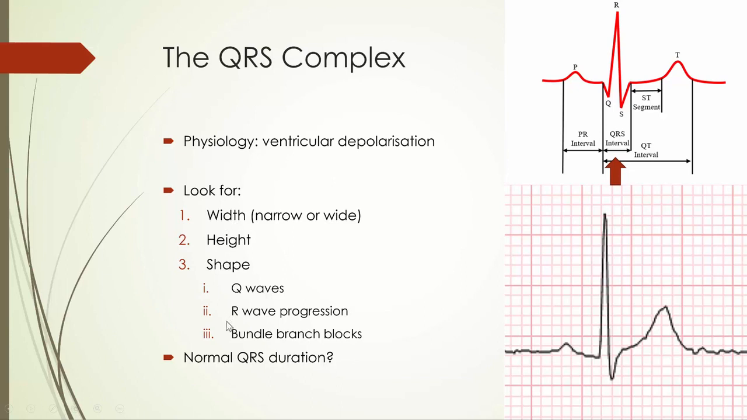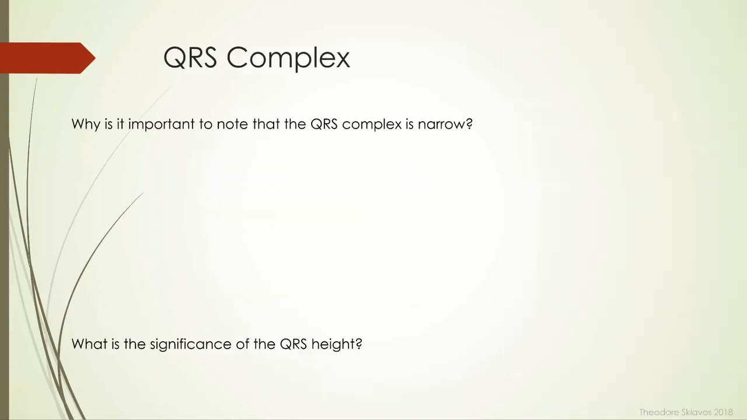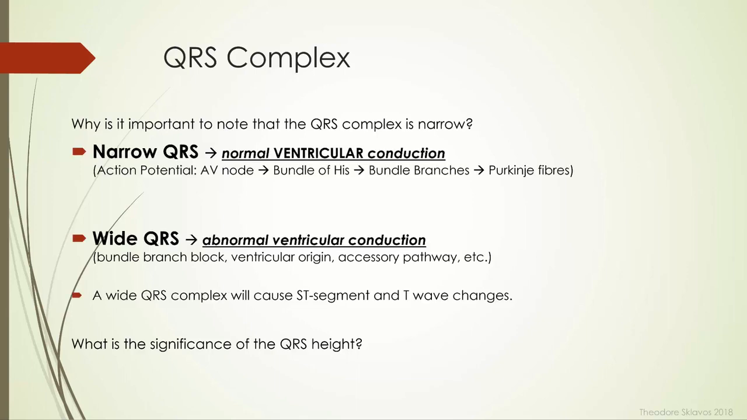In terms of the width, the normal duration of the QRS complex is less than 3 small squares, or less than 120 milliseconds. Any longer than that, and you start to call it a wide complex. Now, why is it so important to note whether the QRS complex is wide or narrow? Well, there's only really one way to get a narrow QRS complex, and that's for ventricular activation to happen via the normal conductive pathways. Okay, so you have to go through the AV node, the bundle of His, the bundle branches, and the Purkinje fibers. If all of that happens, you get a narrow QRS complex.